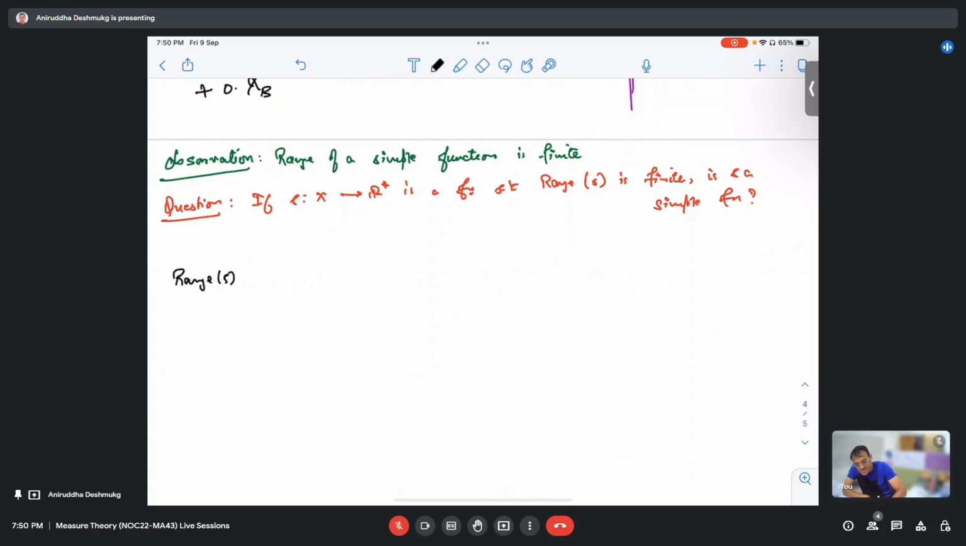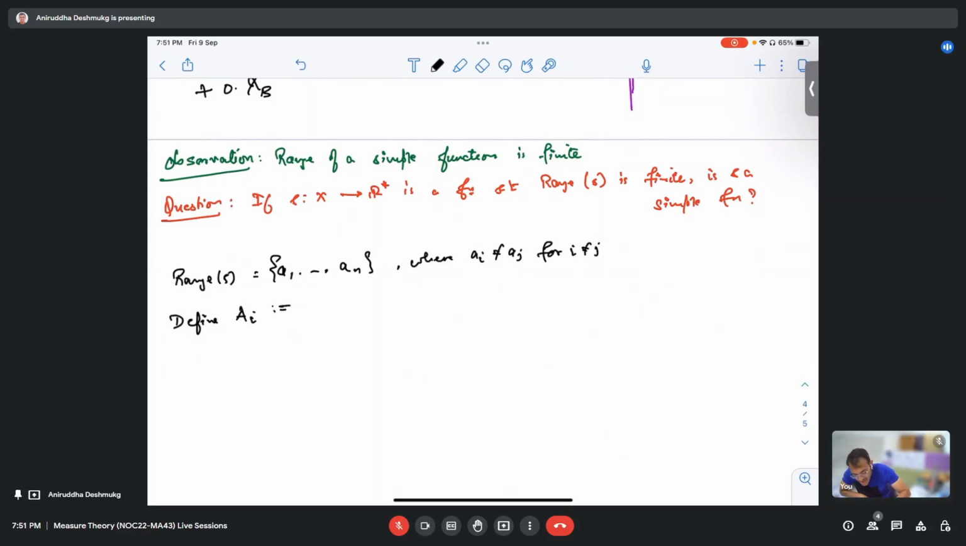So the range of S, let us write A1, A2 up to AN. Okay? And let us define sets, where AI is not equal to AJ for I not equal to J. Okay, because writing a set means we are not allowing any repetitions. Yes, sir. Define AI as S inverse of small ai. So this is a subset of X.